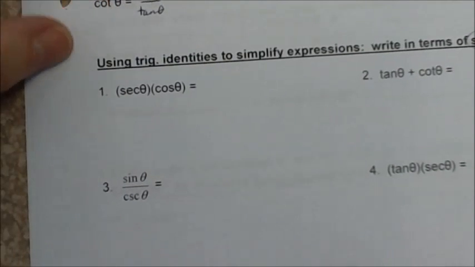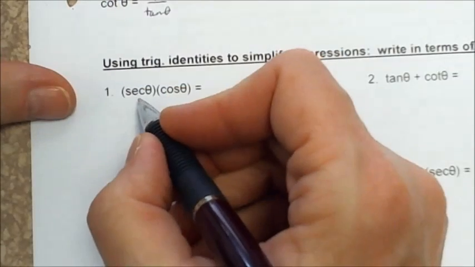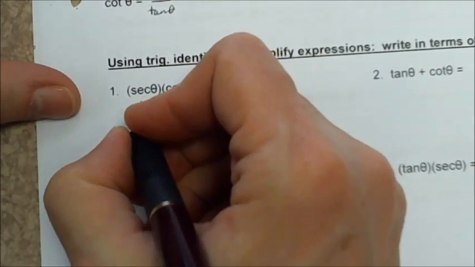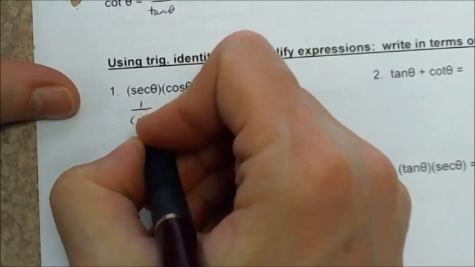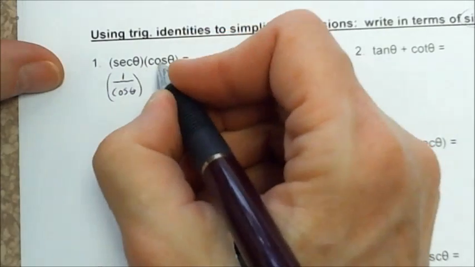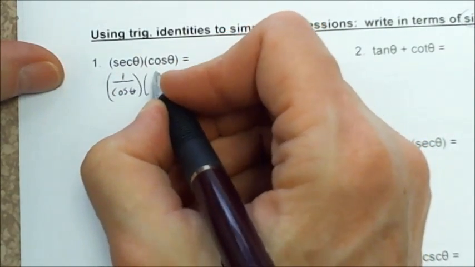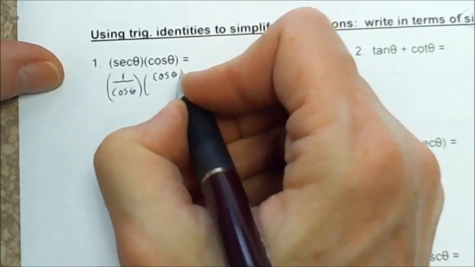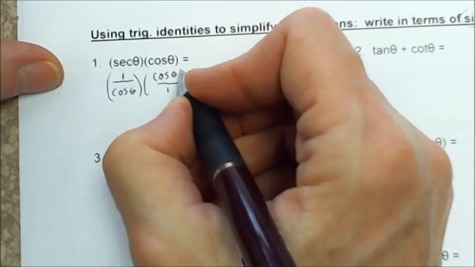So what we can do is take secant and turn it into 1 over cosine, because that's what secant is, 1 over cosine. The cosine does not change, but what we can do to any trig function is just put a 1 underneath it.